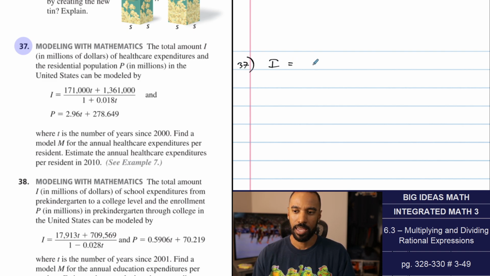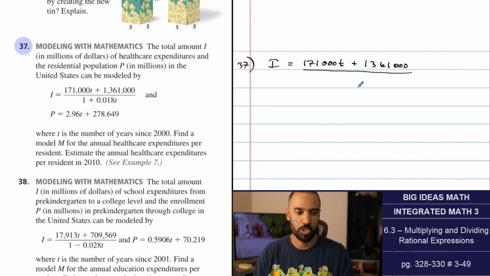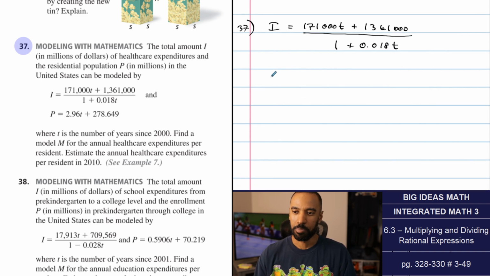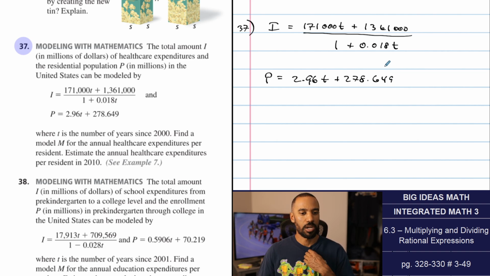I feel like next time I'll just copy and paste what they wrote and they'll use it later for the problems. Watch this be the only problem that has it. And P, oops, that should be a 9. 2.96. All right. Where T is the number of years since 2000.